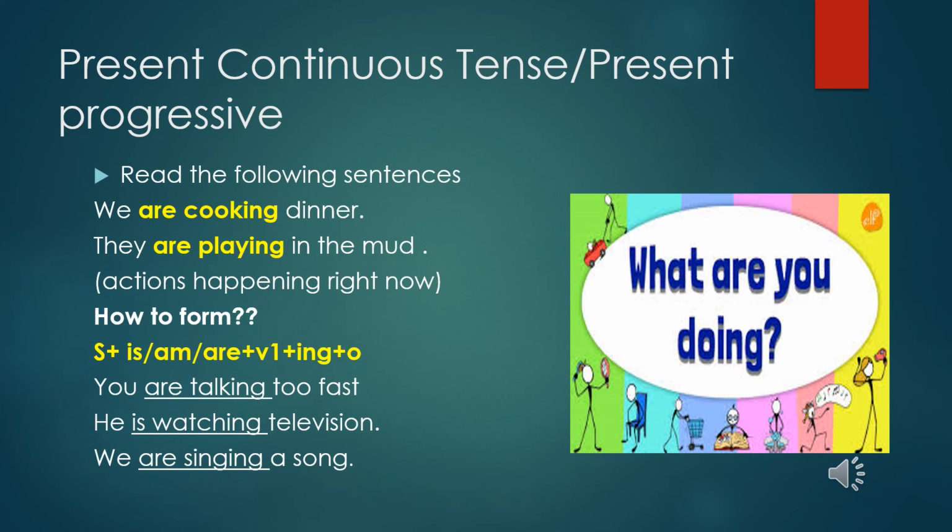Second sentence, he is watching television. So with he, I will be using is, plus watch is the verb plus ing. We are singing a song. So with we, I will be using are plus sing is the base form, plus ing.